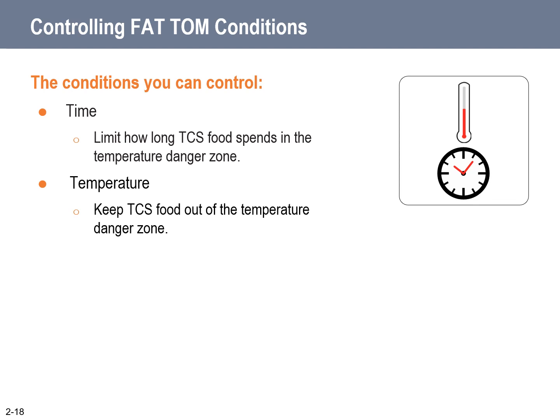The conditions that you can control as a food handler are time and temperature. So time being limit the amount of time that food spends in the temperature danger zone. And for temperature is, like I said a few moments ago, keep hot foods hot, cold foods cold, and keep all TCS foods out of the danger zone. Because obviously if you have cookies, those can be stored at room temperature, and room temperature is usually right in the middle of the temperature danger zone. But hot food hot, cold food cold.